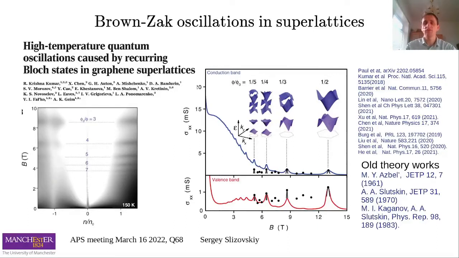Theoretically, the Brown-Zak oscillations were first predicted in the work of Mark Azbel, even before the works of Brown and Zak. It was understood already in the 1960s that Brown-Zak oscillations can be explained both from the point of view of the exact spectrum and from the semi-classical approach combined with the magnetic breakdown. The semi-classical approach is transparent and does not require large-scale numerical calculations of magnetic minibands.